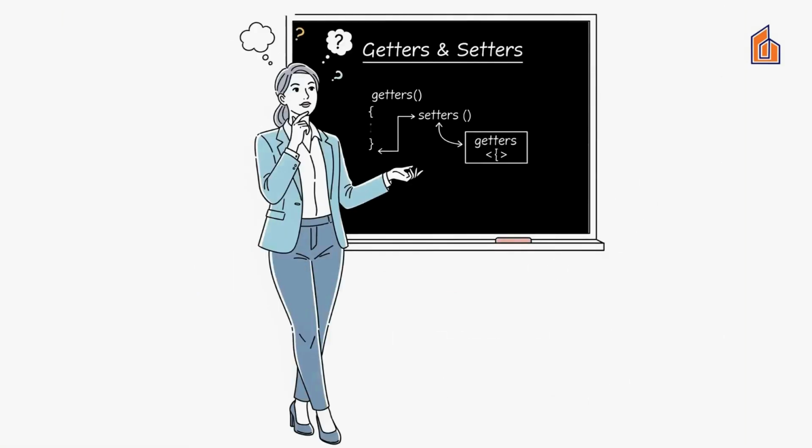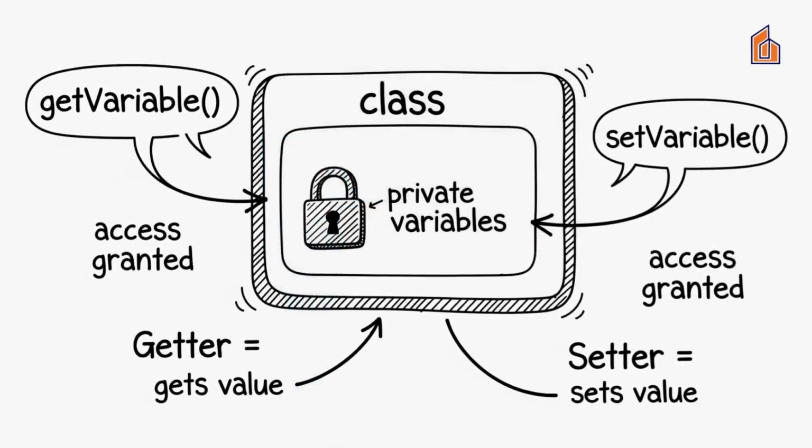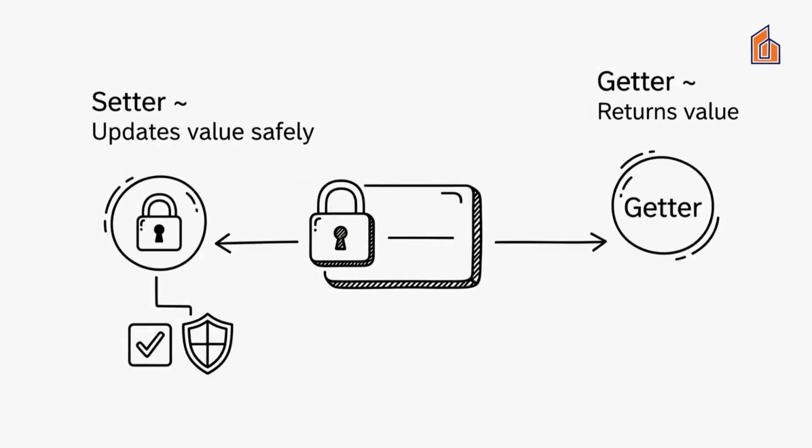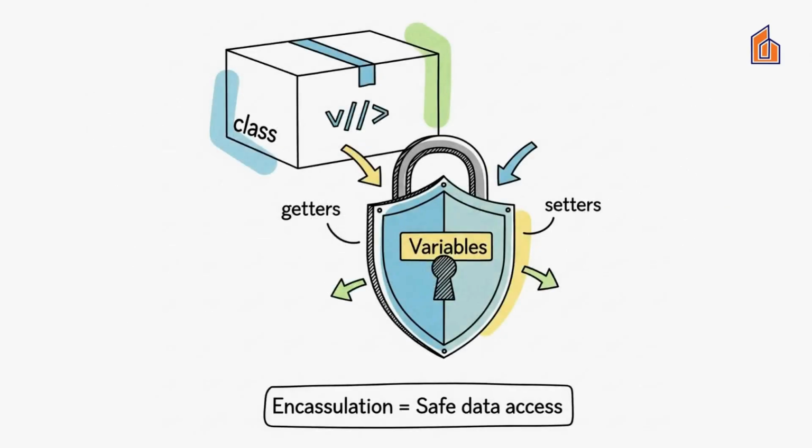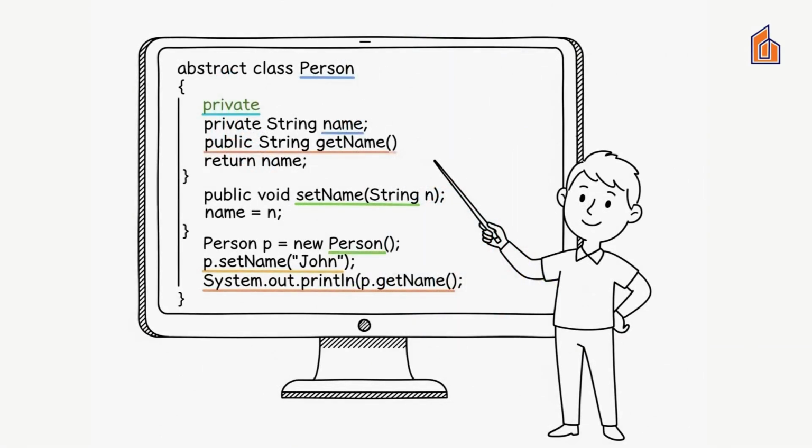Before moving on with the code, once again, let's understand what getters and setters are. These are just methods to get or set the values of the private variables. A getter method returns the value and the setter method updates the value, often with validation. This ensures data safety and helps in encapsulation. So now let's see the code.